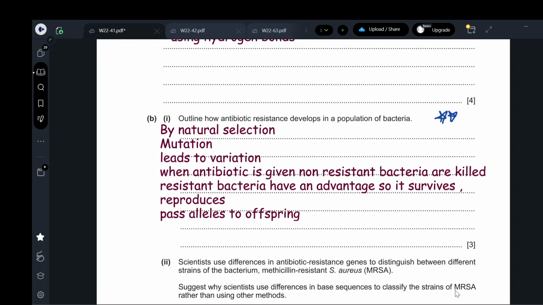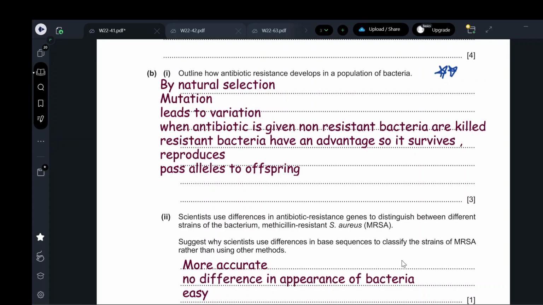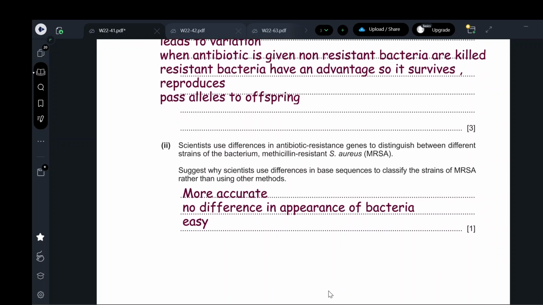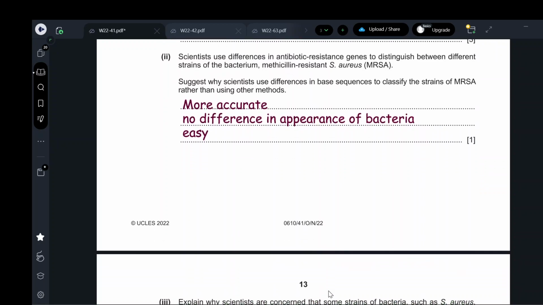The other methods are comparing the external appearance and comparing the internal anatomy. Why is the DNA better? Because it is more accurate and easier. There is no difference in the appearance of bacteria, so you cannot compare the differences in appearance.